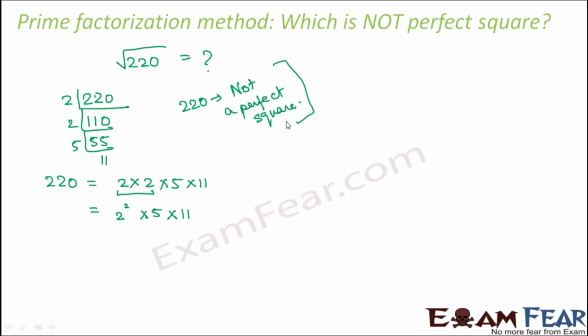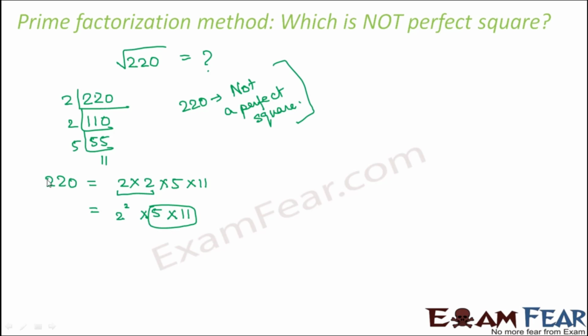So now if I ask you, is there any way that you can find out the nearest perfect square? Okay, we got it that 220 is not a perfect square. So what do you think could be a perfect square somewhere near to 220? Now, to find out the perfect square, one option is you divide 220 by 5 into 11, because if you divide 220 by 5 into 11, this 5 and 11 will vanish, so you will be left with 2 to the power 2, which is 4, which is a perfect square.